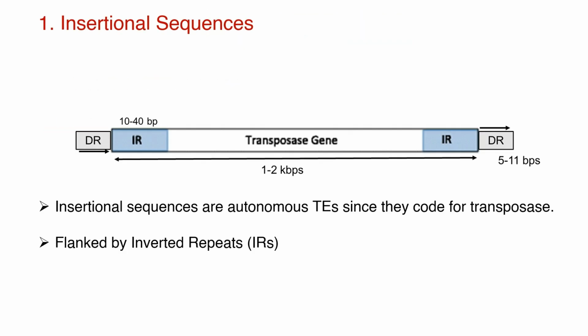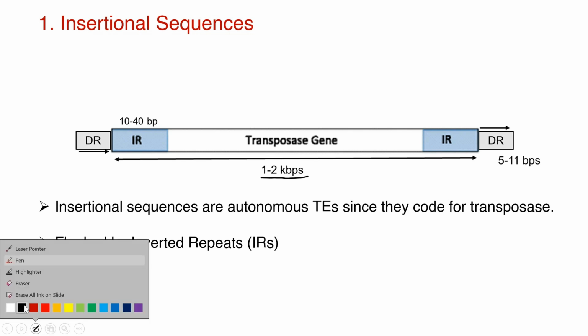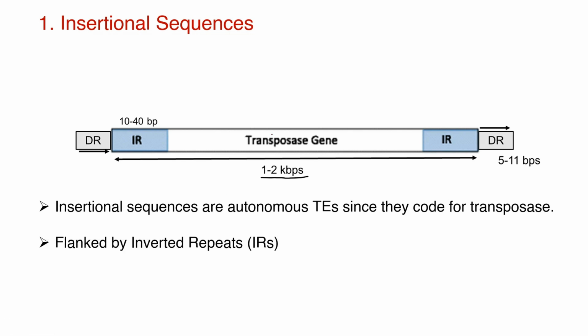Insertional sequences are about 1 to 2 kilobase pairs long, and they are flanked by IRs, inverted repeats. I hope you are aware of direct repeats and inverted repeats. A direct repeat is like if you have a sequence of DNA, ACGT, and this is repeated as such in the same DNA strand, as ACGT. This is a direct repeat.